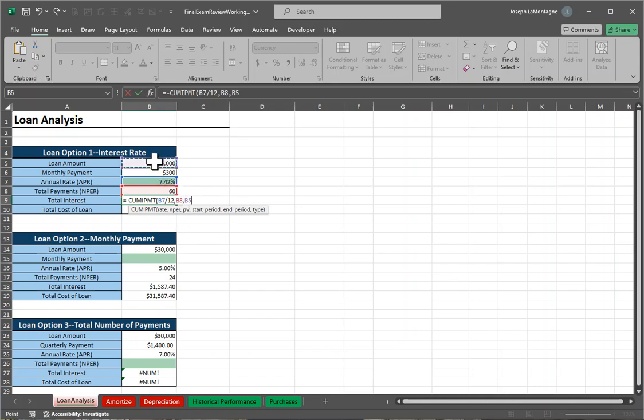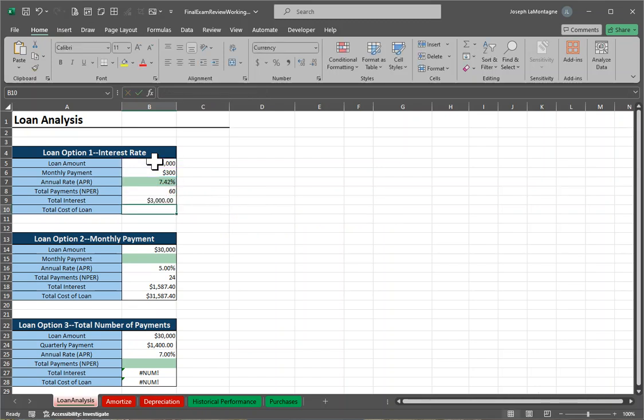Remember, this particular function does not allow for any negatives within the argument, so you have to put it on the outside. Then comma, and we want to know the start period and the end period. Remember, with the cumulative interest and the cumulative principal, you can specify particular periods. So we're going to do 1 for the start and 60 for the ending period, and then the type is at the end or the beginning. We'll do at the end. This is a required argument, so you can't skip it. Then we'll close the parenthesis, and this will tell us how much interest we paid over the course of 5 years or 60 payments.